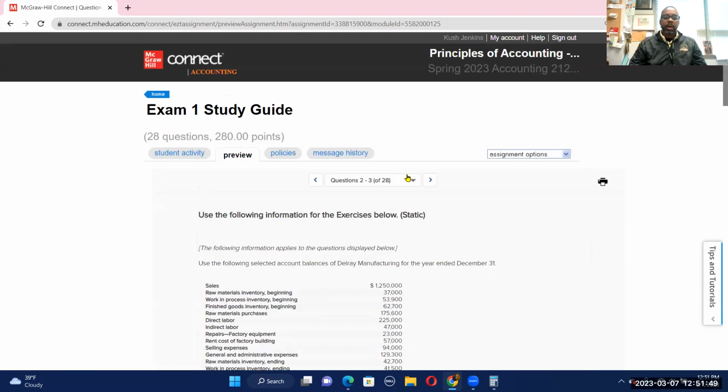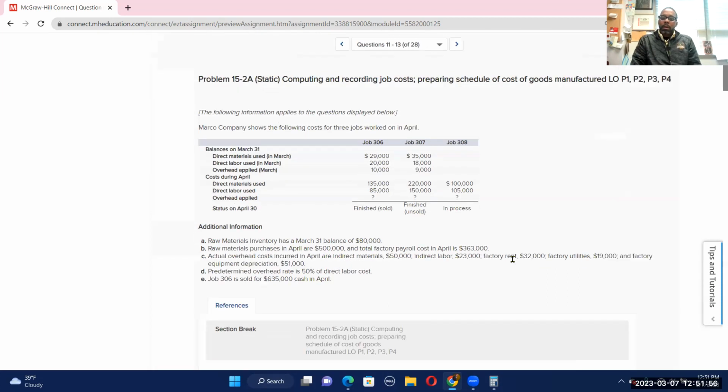The next question that I would concentrate on is 11 through 13. In this one, we're going to compute and record the job costs, recording the schedule of cost of goods manufactured. Marco Company shows the following cost for 3 jobs worked in April. So you have 306, 307, and 308. Here's a catch. If something is finished and sold, it's cost of goods sold. If something is finished and not sold, it's in finished goods. And if it's in process, it's work in process. I'm saying that now because that's going to come up in this question.